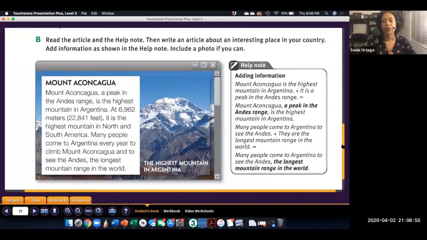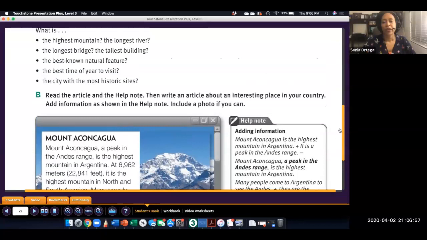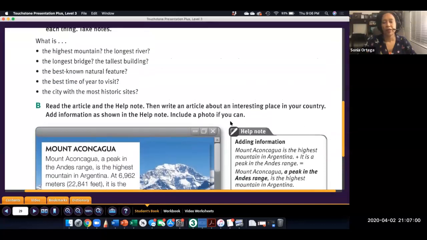So what you will do for your writing homework is you'll write an article about an interesting place in your country. And you want to add information about that place. So you can use this article here as an example. And then I'm going to create an assignment page in Canvas. And I would really like for you to submit your writing to me so that I can look it over and give you feedback. So as with the other assignment, you can submit it through Canvas.